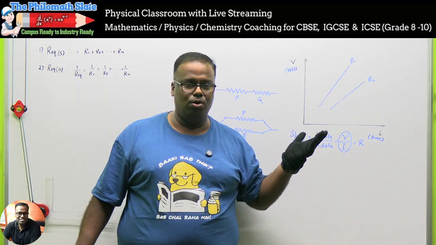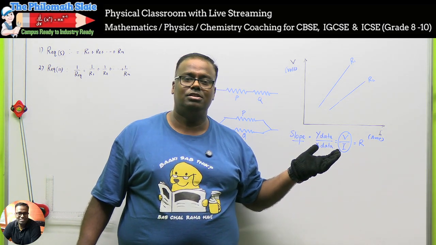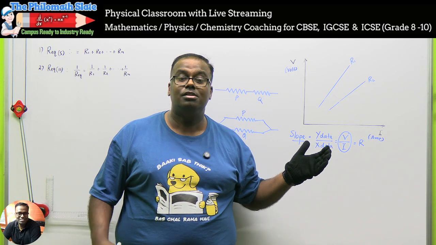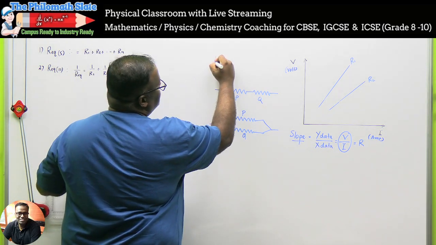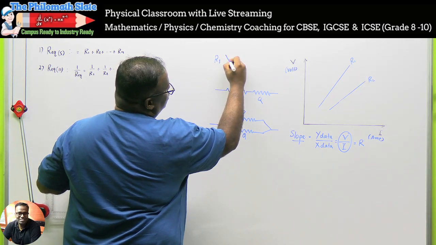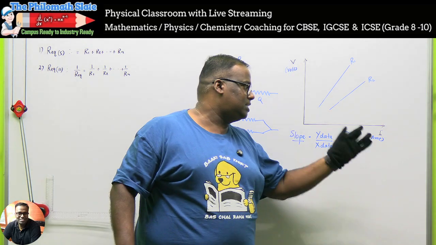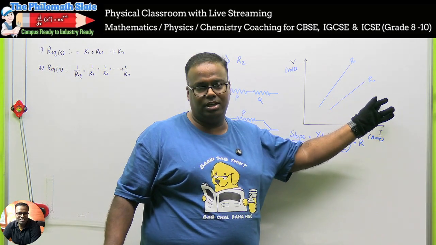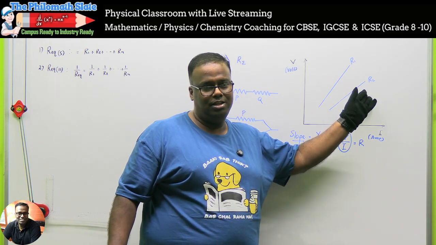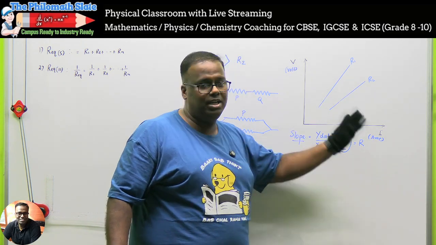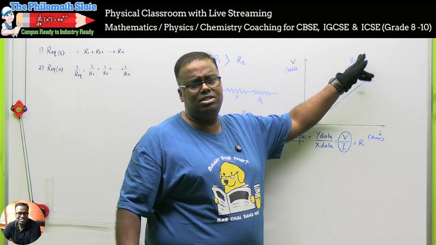R1 has a more slope. So R1 has a more slope. That means higher resistance. That means at least I can say R1 in terms of value will be greater than R2. It's simple. If this were a distance time graph, this would show speed. If this were a velocity time graph, this would show acceleration. Got it? Now this is a VI graph. So this is showing resistance. Which is a higher resistance? R1 is a higher resistance.